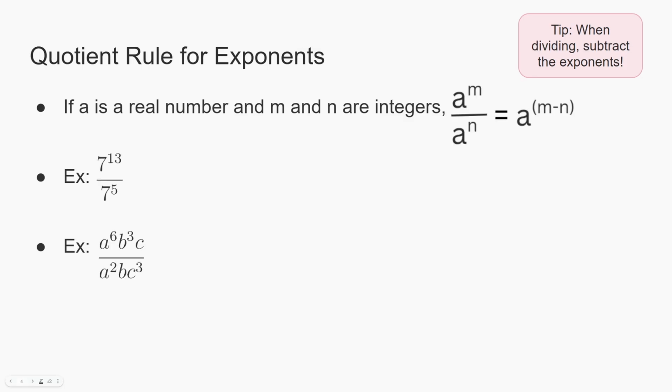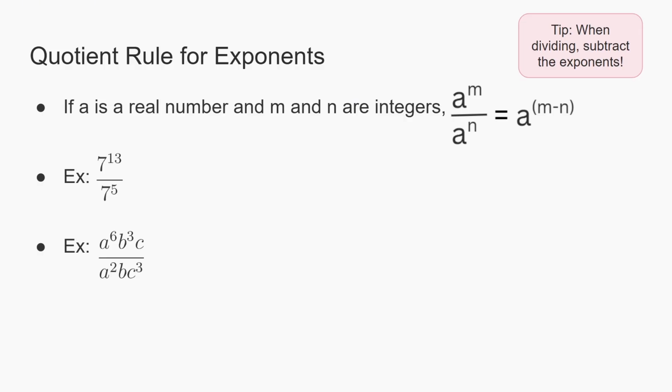Now we have the opposite of the product rule, which is the quotient rule. Same thing as before, a needs to be a real number, m and n have to be integers. In this case, a to the m power divided by a to the n power is equal to a to the m minus n power. So this time, when we're dividing, we subtract the exponents.